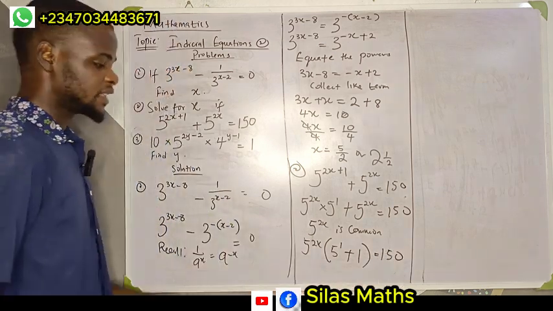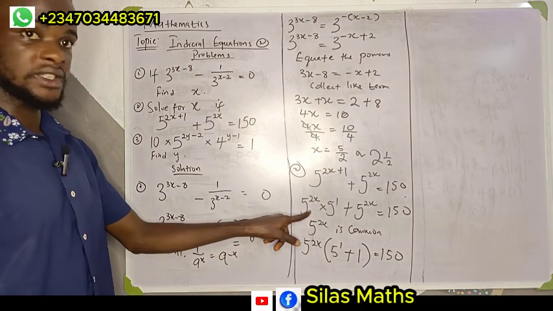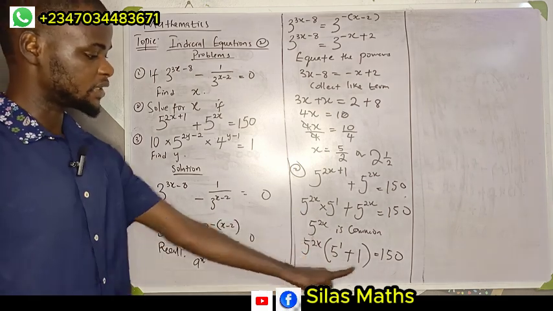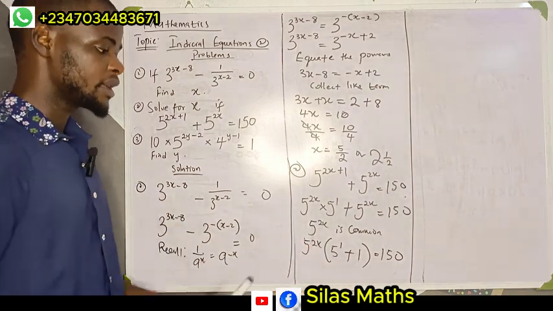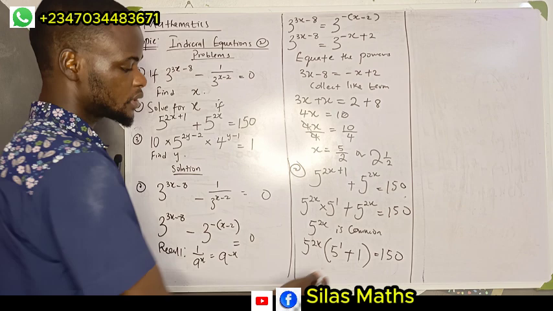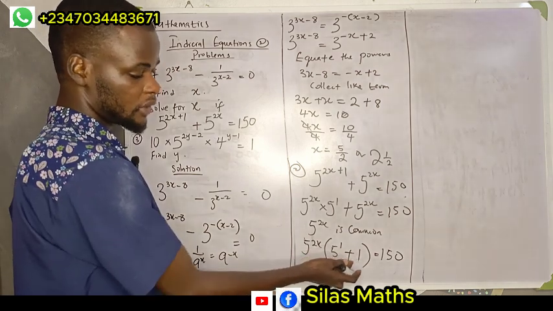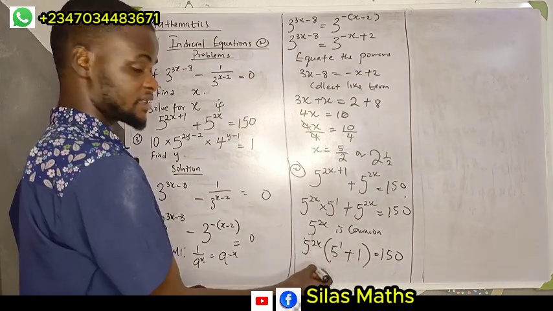So you can see that this times this will give us this times this. This 1 times 1 will also give us this. So we just factor that to 5 to the power of 2x. So solving further, we can say that 5 to the power of 1 plus 1 is going to give us 6, right? Yes.